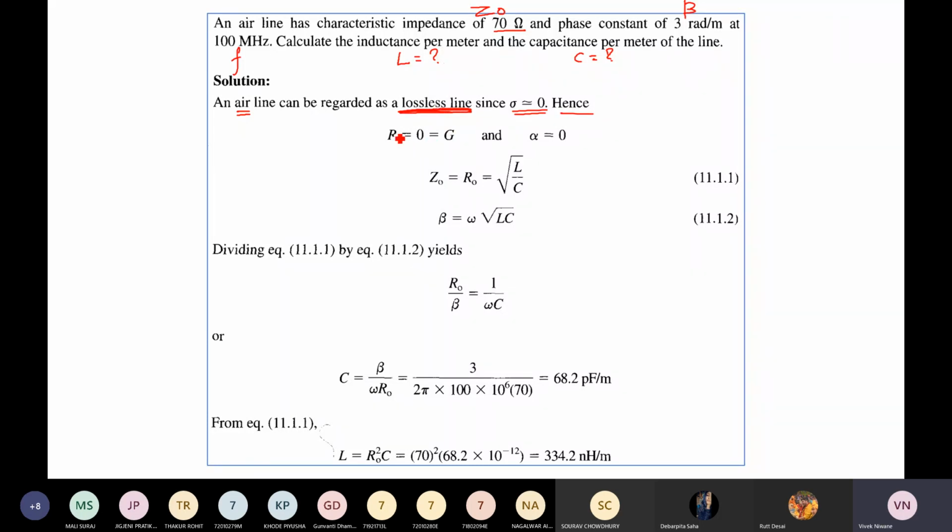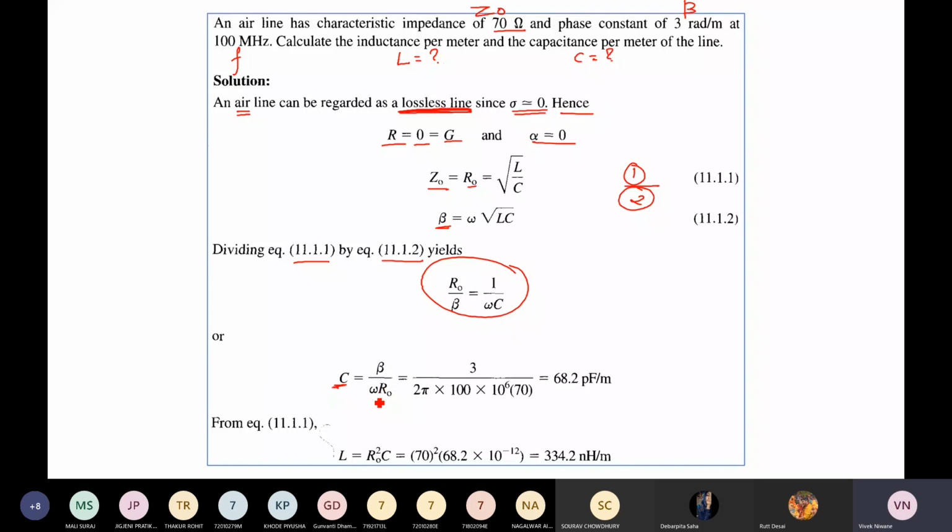Hence for a lossless line we know that R is equal to G is equal to 0 and alpha is also equal to 0. We do have the characteristic impedance as root L upon C and the phase constant beta as omega into root LC. So dividing equation 1 by equation 2, we can get R0 upon beta is equal to 1 upon omega C, because root L is going to cancel out. Or rewriting this equation for C.